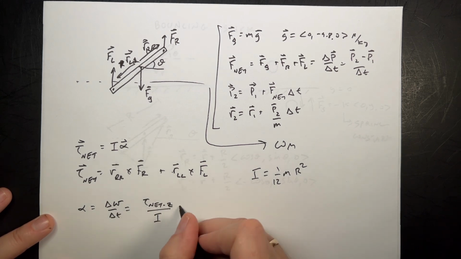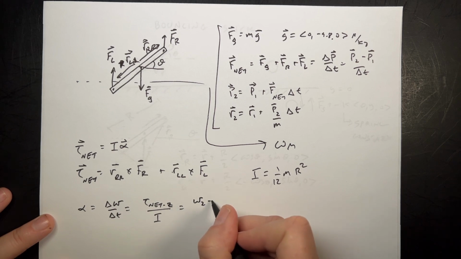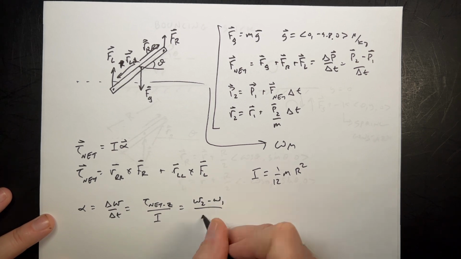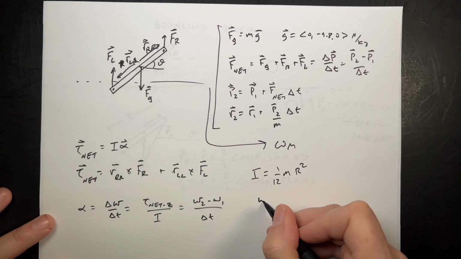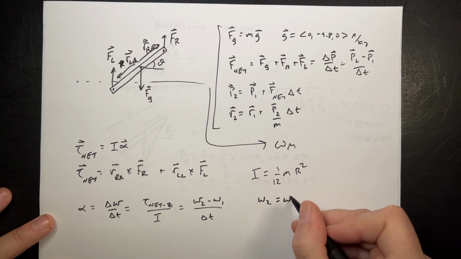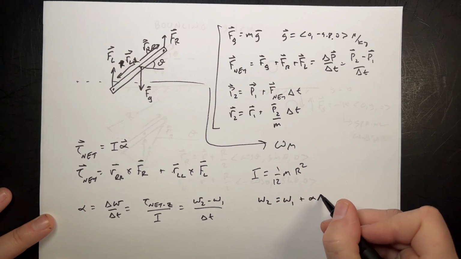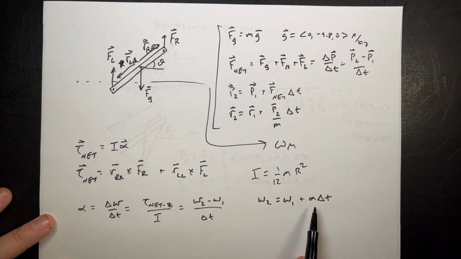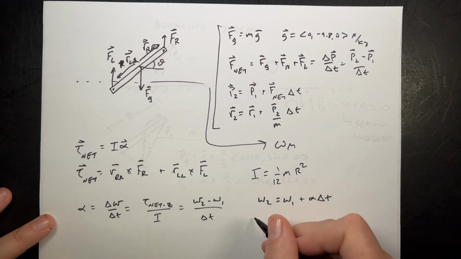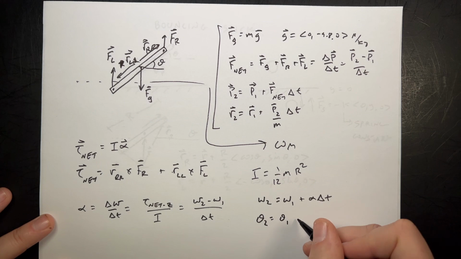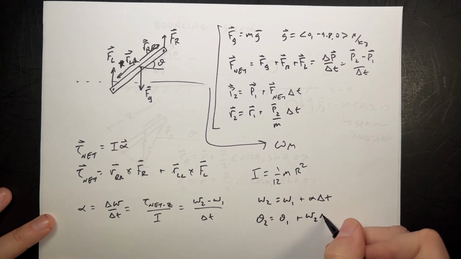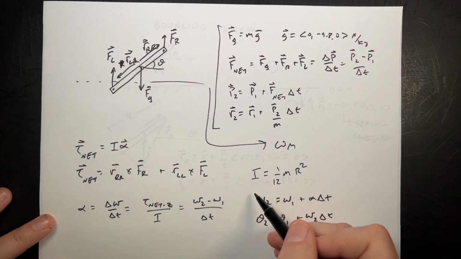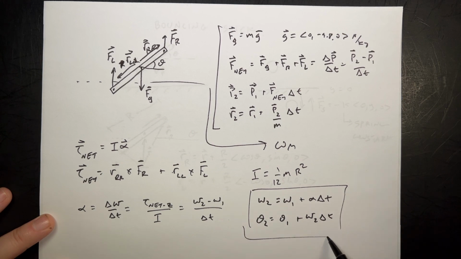And then I can set that equal to omega 2 minus omega 1 over delta t. I can solve for omega 2. Omega 2 equals omega 1 plus alpha delta t. So in that short time interval after I calculate the angular acceleration, I can find the new angular velocity. And then I can do the same thing for the angle. Theta 2 equals theta 1 plus omega 2 delta t. So this is for the rotation of the center of mass.